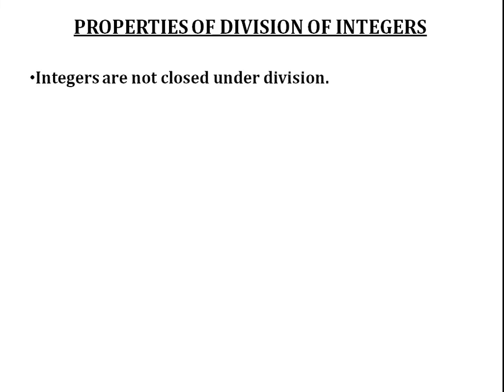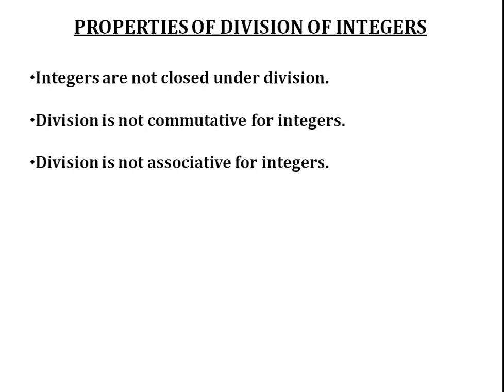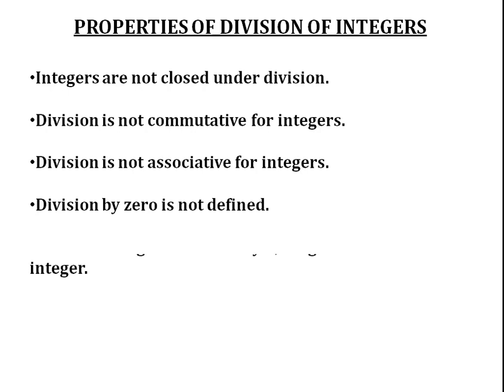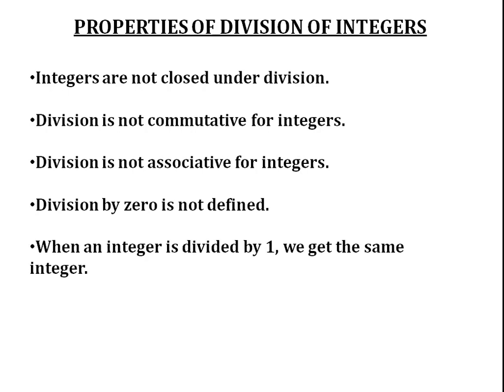Integers are not closed under division. Division is not commutative for integers. Division is not associative for integers. Division by 0 is not at all defined. When an integer is divided by 1, we get the same integer. As usual as in the whole numbers, any integer divided by 1 will get the same integer.